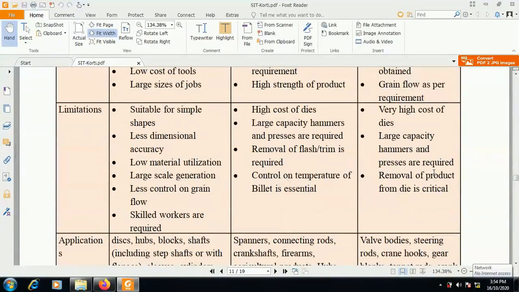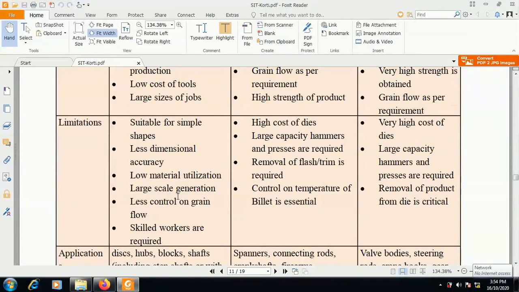फर्स्ट लिमिटेशन काय, सुटेबल फॉर द सिम्पल शेप्स, म्हणजे जस्ट तुम्हाला सर्क्युलर शेप आहे त्याचं कॉम्प्रेशन करून अँड आफ्टर ईच कॉम्प्रेशन यू हॅव टू रोटेट दर वर्क पीस सो दॅट यू कॅन अचीव द स्क्वेअर शेप और द rectangular shape. In simple shapes you can go for, in case of open die forging, less dimensional accuracy, low material utilization, large scale generation, less control on the grain flow, and skilled workers are required. Means where we have to apply the blows of the hammer, for that purpose skilled worker is required, and grain size is not controlled in case of this open die forging.